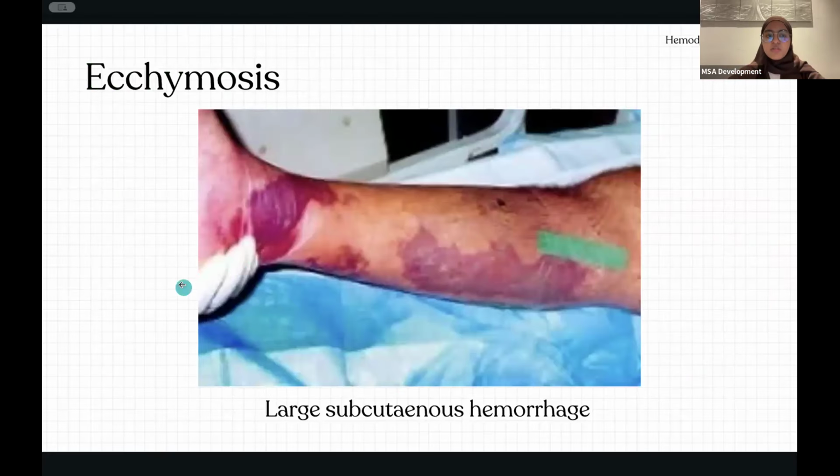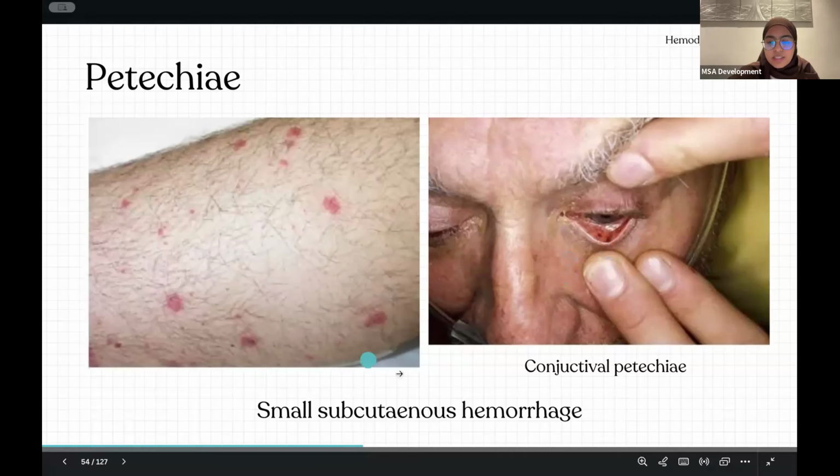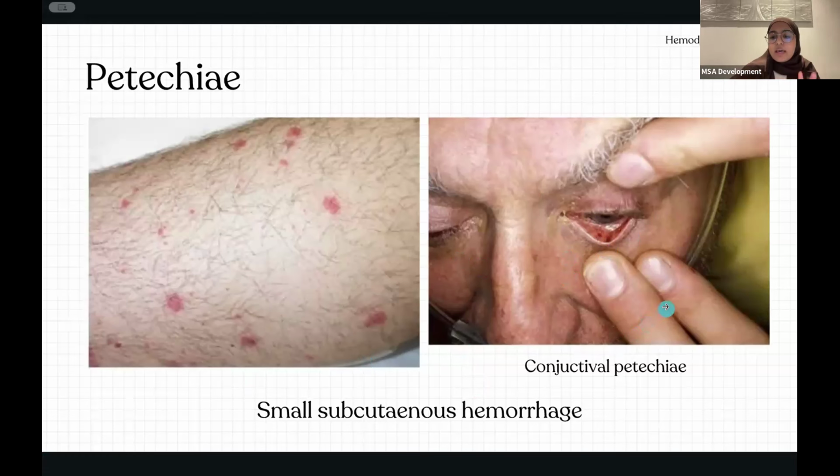Petechiae and ecchymosis are very, very similar. The only difference between them essentially is the size and the depth. So petechiae are little and they're superficial. They can occur on the skin and in the conjunctiva of your eye. They're small subcutaneous hemorrhages and they're usually due to platelet disorders.